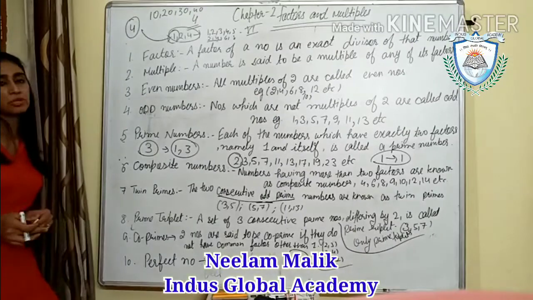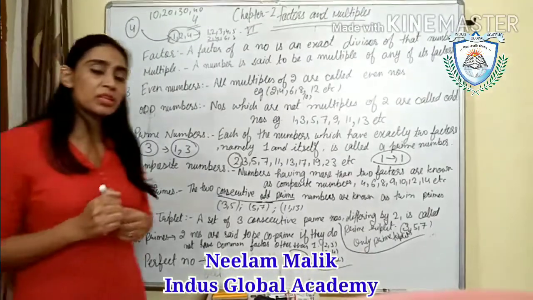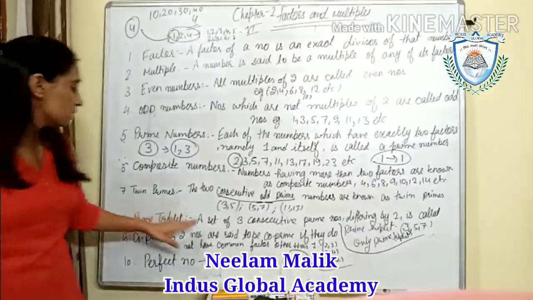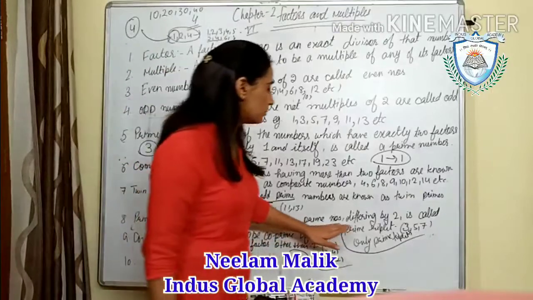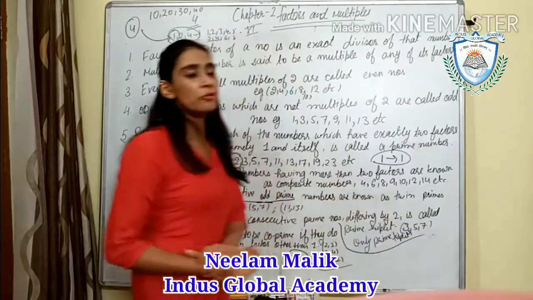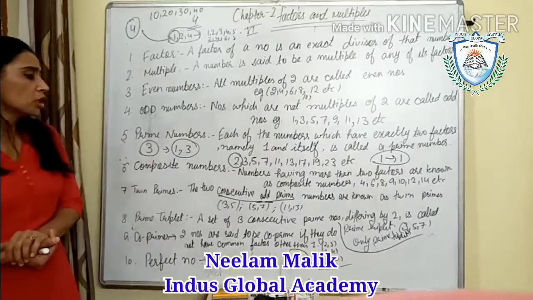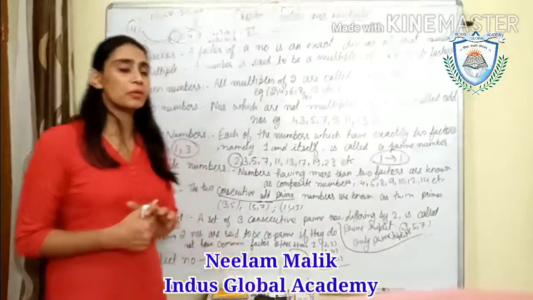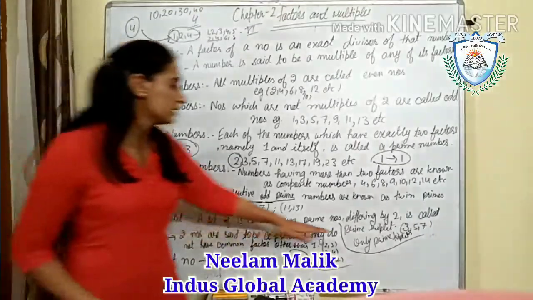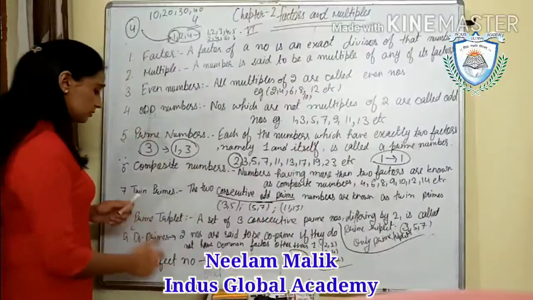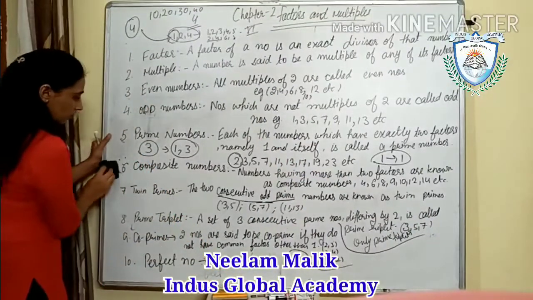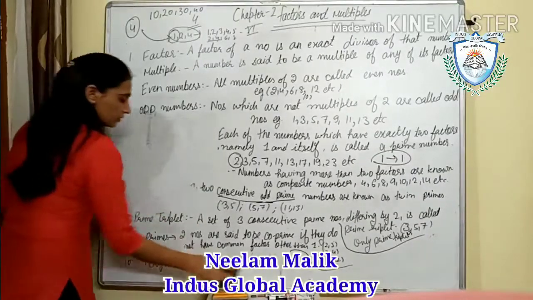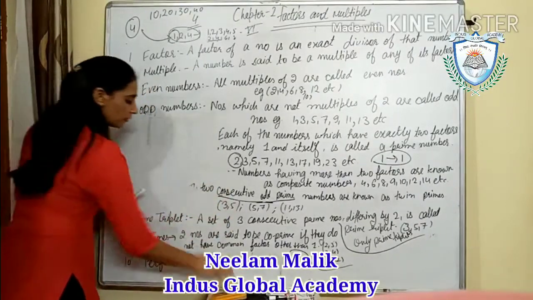Now the prime triplet. In the prime triplet, 3 consecutive odd prime numbers, a set of 3 consecutive prime numbers differing by 2. Differing by 2 means their difference will be only 2. There is only one set of prime triplets. That is 3, 5 and 7.